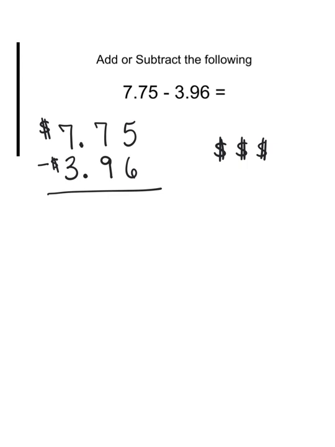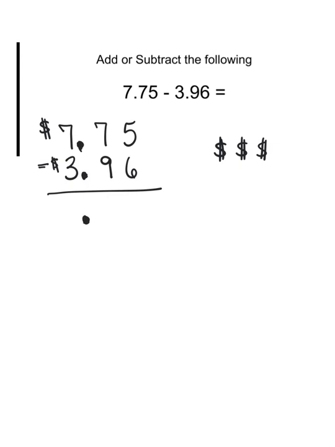Okay, one thing that's important to know when you're adding or subtracting decimals is that your decimal point stacks right in line. Your place value just stays right in a stack. So you can just drop that decimal point down.